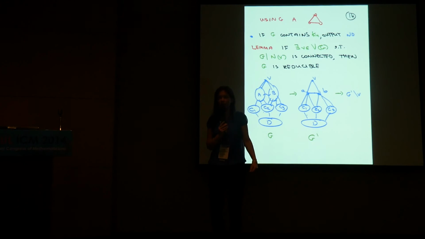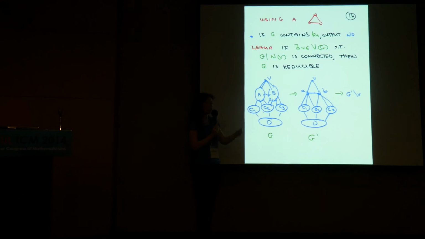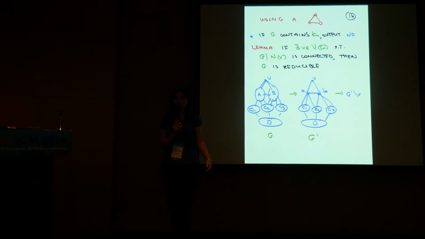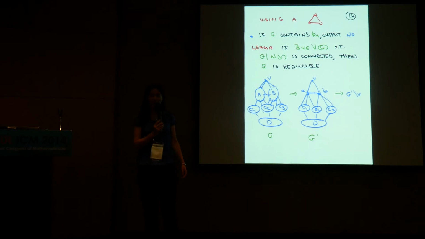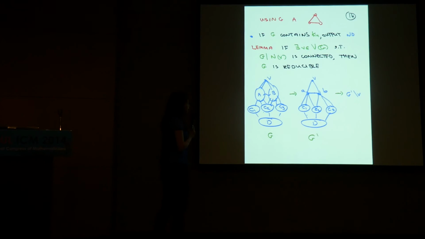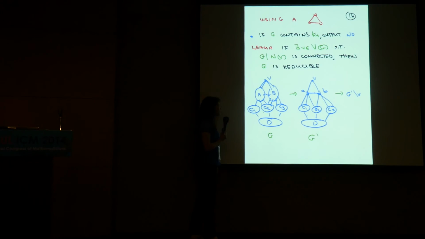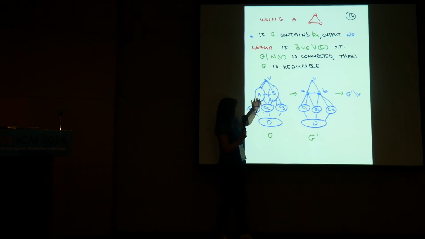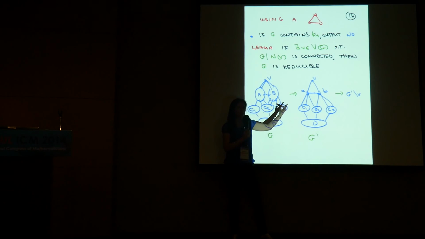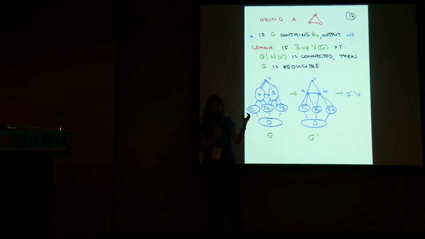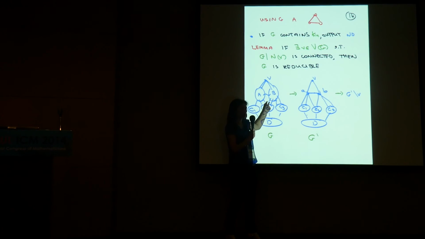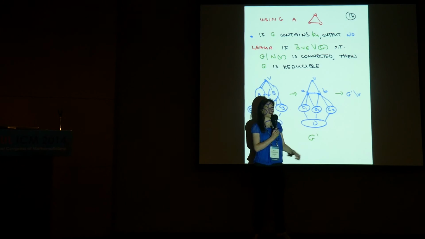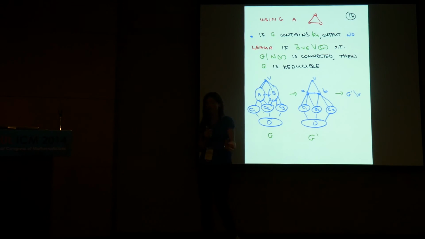A harder question is, when I do this contraction, does the graph remain P7-free? The answer is yes, but that's a fairly hard technical proof. But you can do it. So I go from here to there. Usually I made my graph smaller. There's a small possibility that I didn't, if this was size 1 and this was size 1. But then I have a vertex of degree 2, so I can definitely delete it.